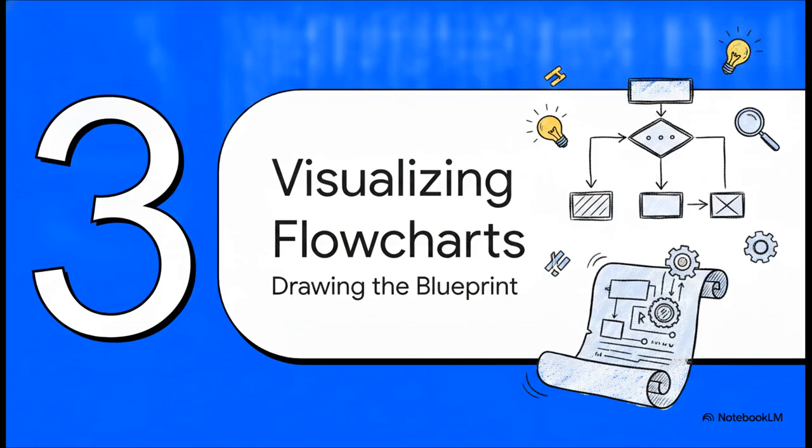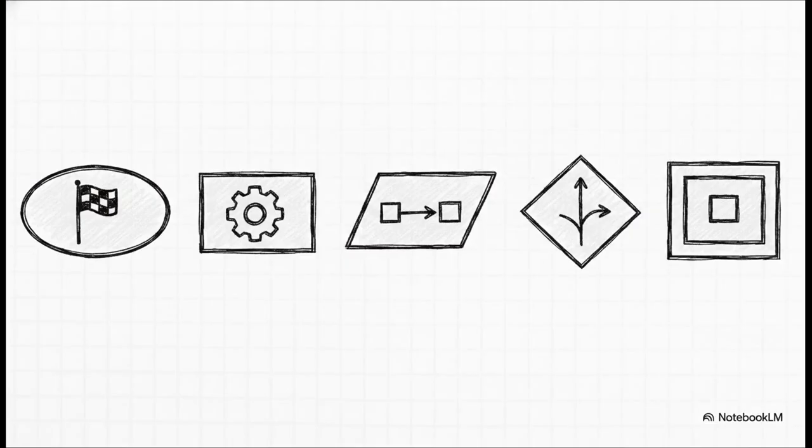Next up, section 3. Visualizing with flowcharts. A flowchart is quite literally the blueprint of our logic, and the best part? It's completely independent of any specific programming language. Just like an architect's blueprint, it uses a standardized visual language. The International Organization for Standardization provides these specific shapes for us.